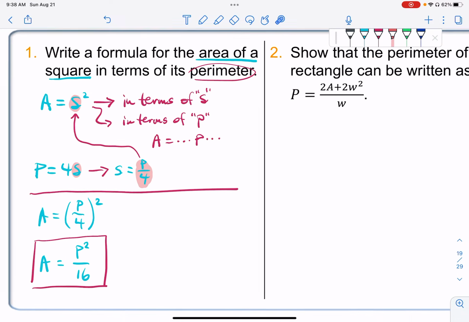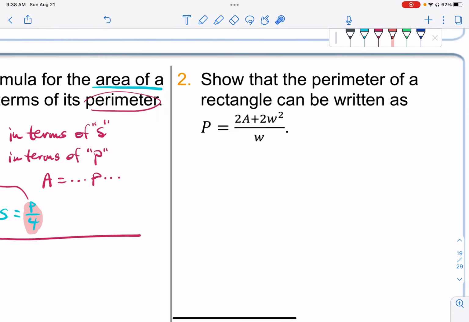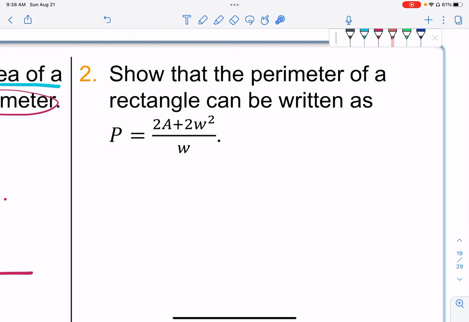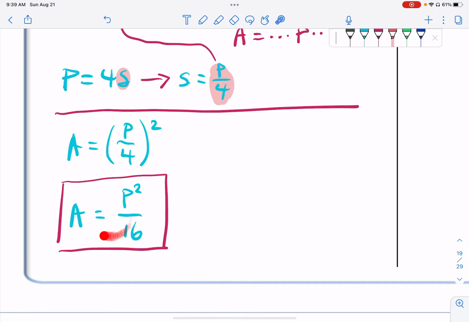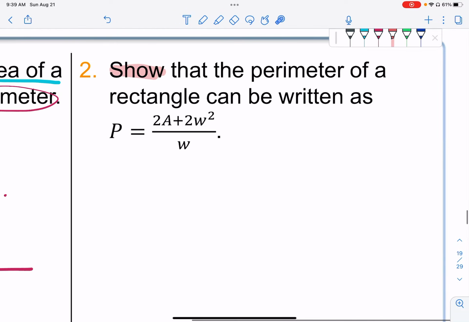Okay, all right, let's look at number 2 because this one's weird. Show that the perimeter of a rectangle can be written as, and we have the strange formula, P is equal to 2A plus 2W squared, all divided by W. So when it says show like this, your answer is your work. It's not like over here where your answer is this new formula that you got. Your answer in this case is the work that is going to basically prove that this could give you the perimeter of a rectangle. And you can do this in a couple of different ways.